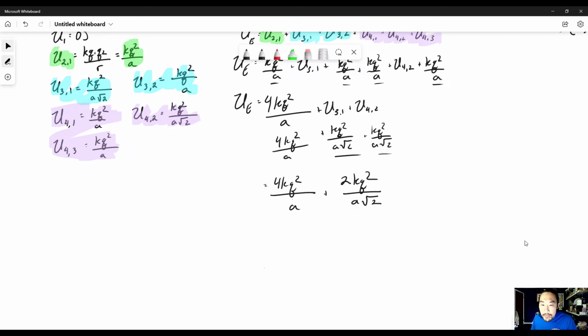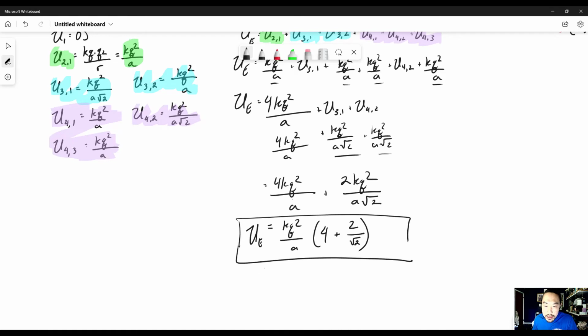All right, and at this point, if you want to simplify it a little bit by factoring out a KQ squared over A, we get 4 plus 2 over the root of 2. And you can say with confidence that that is the total amount of work done to create that square configuration.